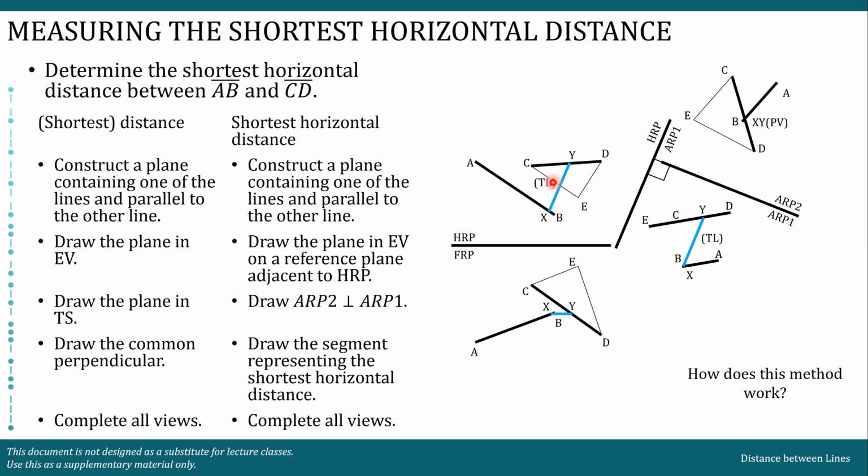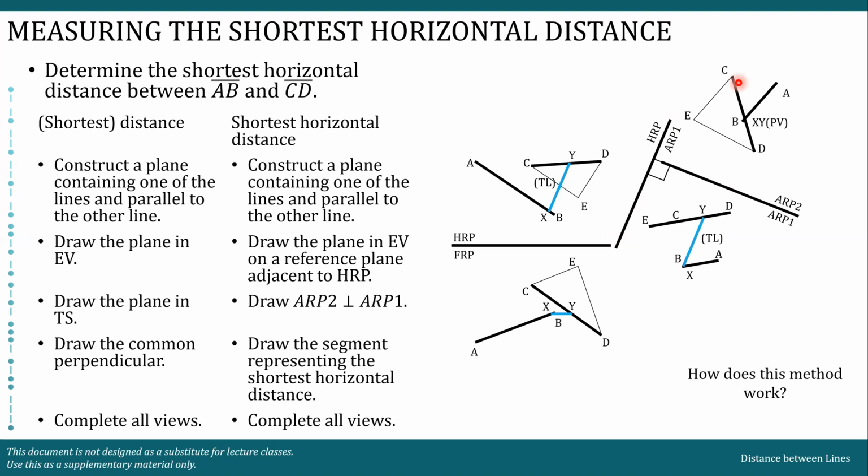So what will we do? Same as what we did for the shortest distance. We need to make the plane edge view. Oh, there should be a label here, edge view. So we need to make the plane an edge view, and the line will follow as a line parallel to that edge view. The next step is to create a reference plane parallel to ARP1. That is the crucial part. The ARP2 we made here is perpendicular to ARP1. So you need to make ARP2 perpendicular to ARP1. And after you project, you're almost finished.